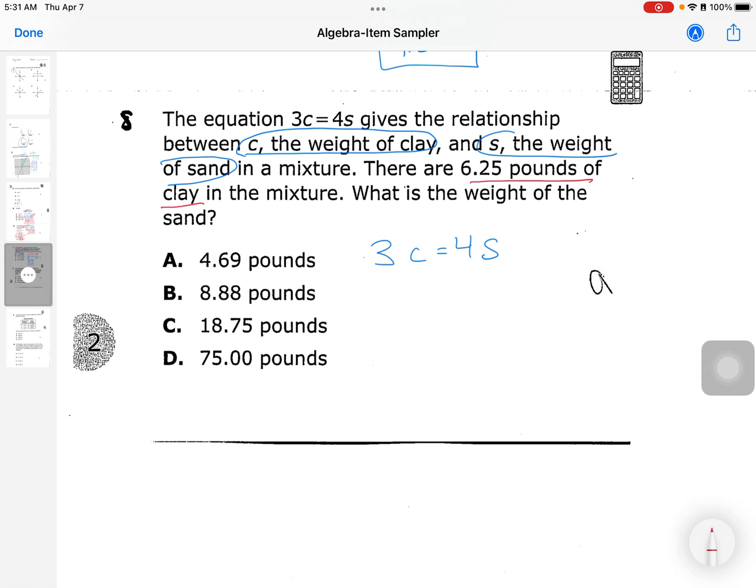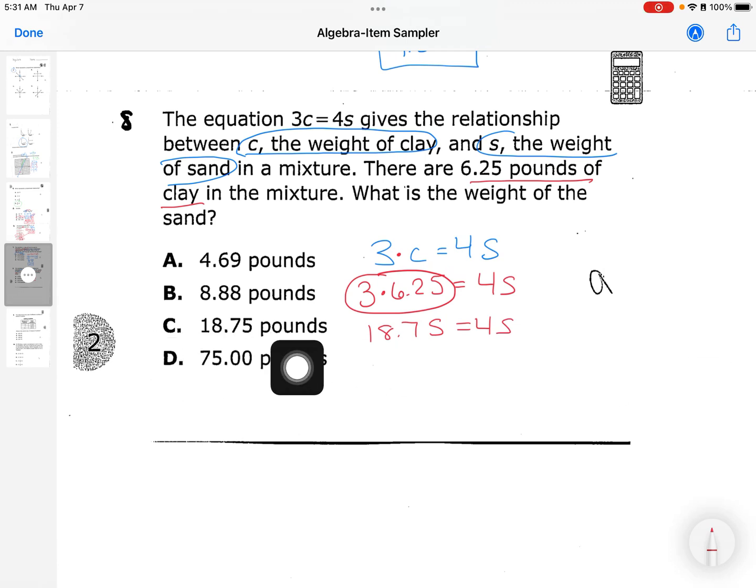If you said C, you would be correct. Remember, it means to multiply when you see a number next to a variable. So 3 times 6.25 is going to equal 4s. And we want to find out what is the value of s. So we can multiply this together to begin with, and that is 18.75.